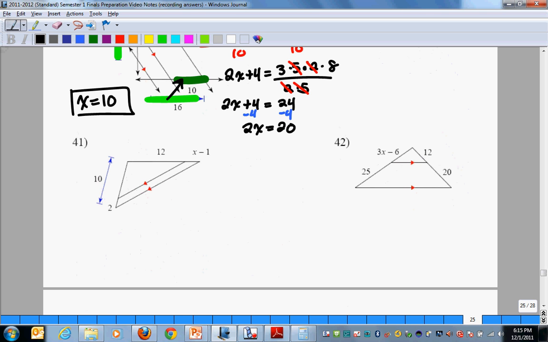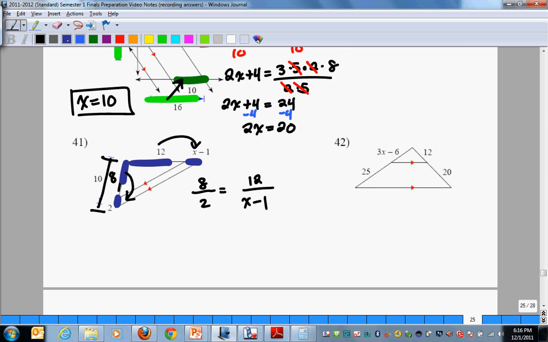Number 41. We're going to match and mirror. This whole side is 10. That's 2, so we can bring this. This is 8. So now all our information is limited to what's called the segments on the outside here. So we can go 8 over 2 equals 12 over x minus 1.